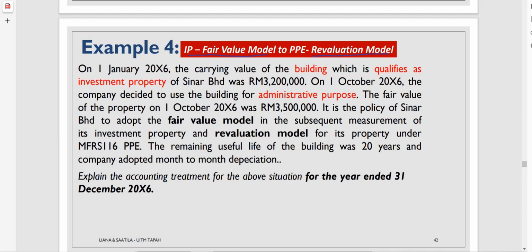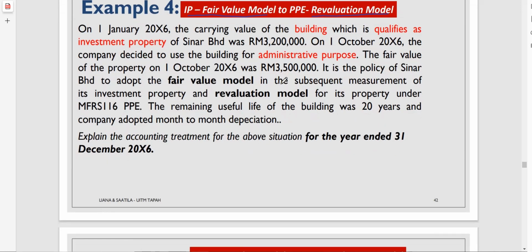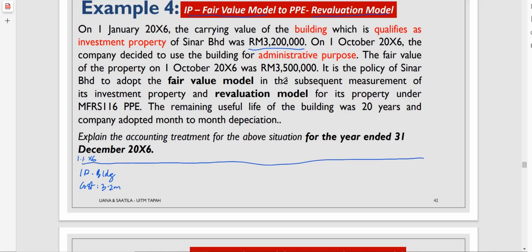Right. So on 1st of January 2006, the carrying value of the building which qualifies as investment property. So this is telling you that on 1st of January X6, the building is an IP, and the initial cost of it was 3.2 million. So the cost is 3.2 million. Drawing a timeline will help you visualize what happened better. So that is my personal advice.